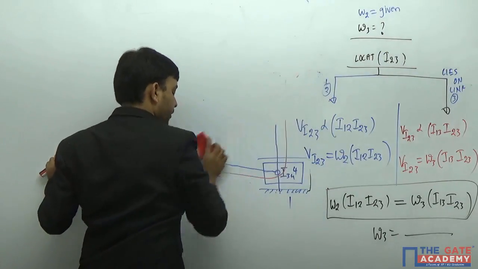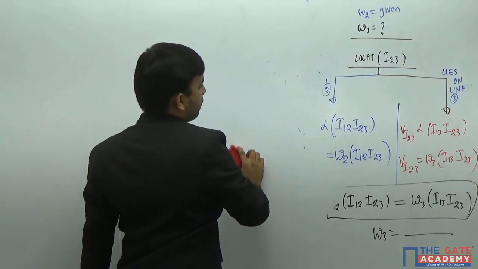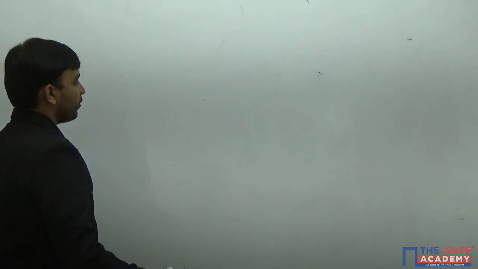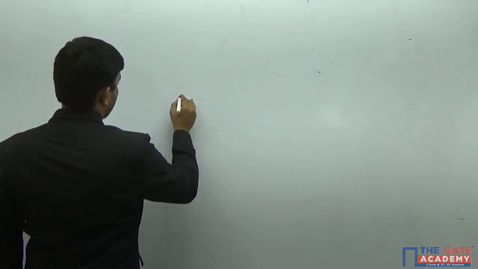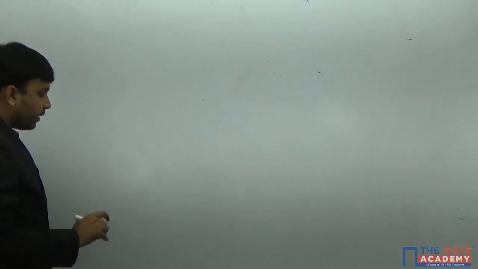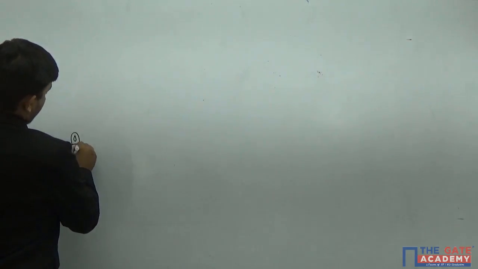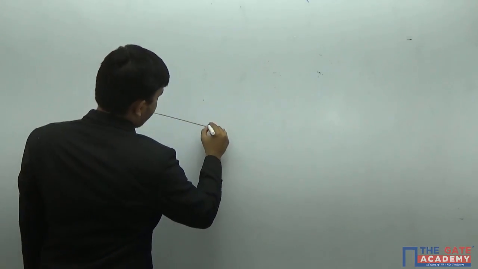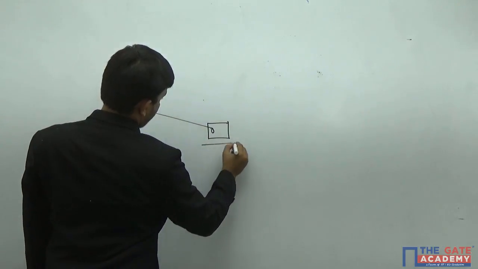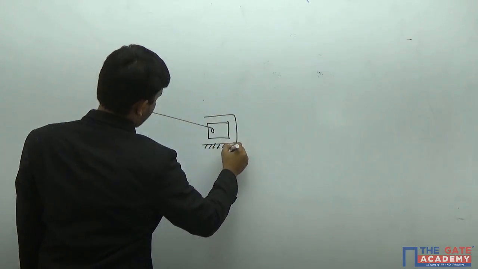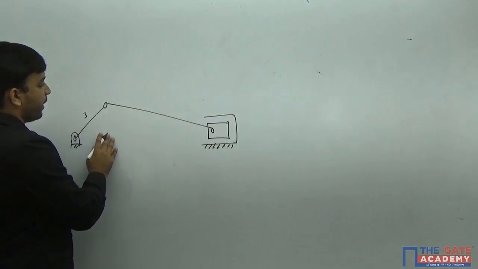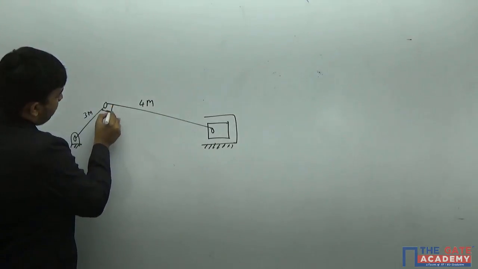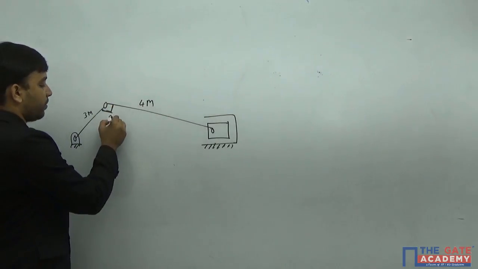In 2017-18, there was one question on velocity analysis of a slider crank mechanism. Look at that question. They gave a slider crank mechanism. The length of the crank is 3 meters, and the length of the connecting rod is 4 meters. The angle between the crank and the connecting rod is 90 degrees.